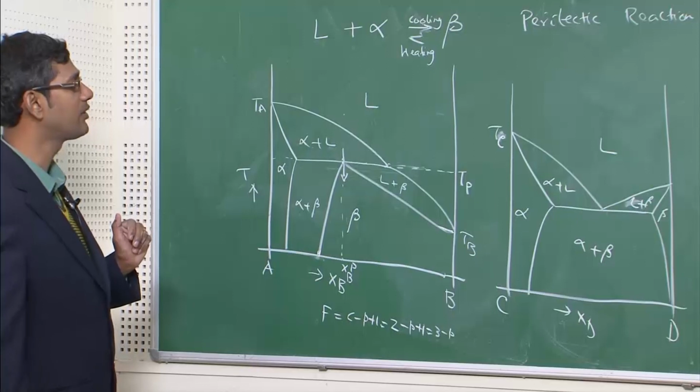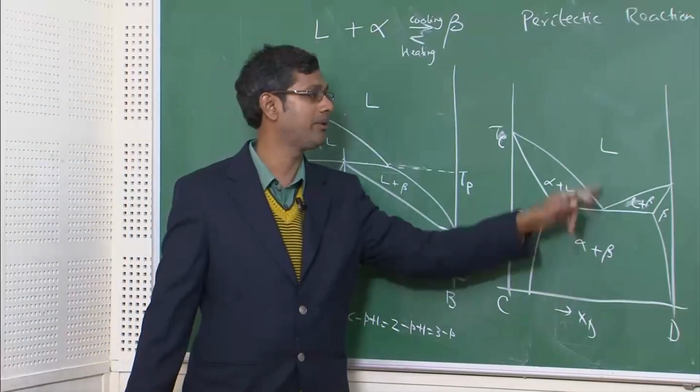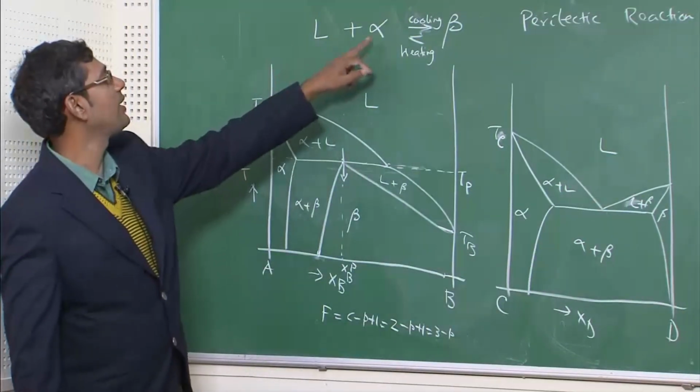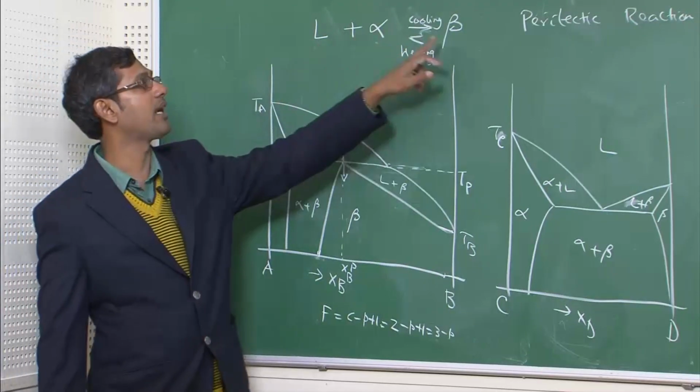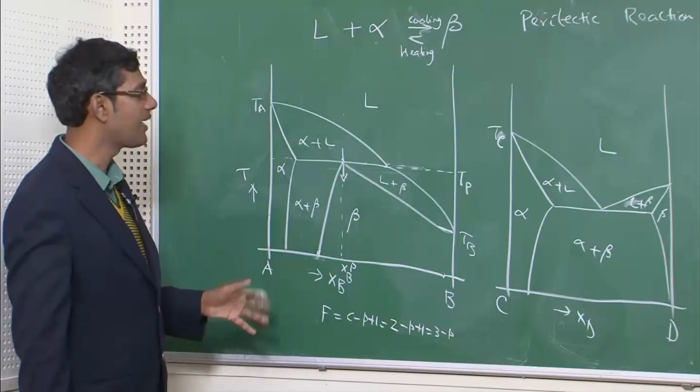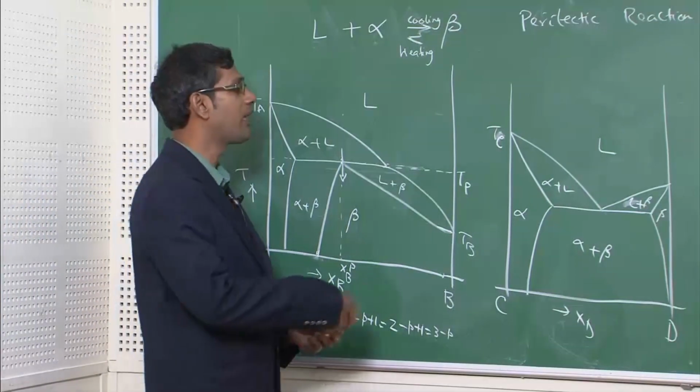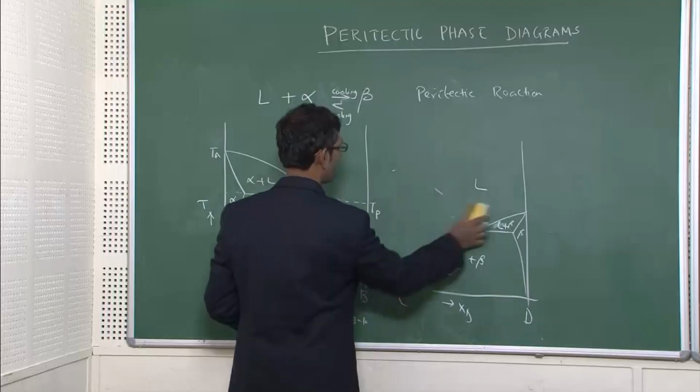In eutectic reaction, 2 solid phases come out from the liquid. Here, one solid reacts with the liquid and forms another solid. So, therefore, this reaction is completely different. Now, I will tell you why this reaction is completely different.